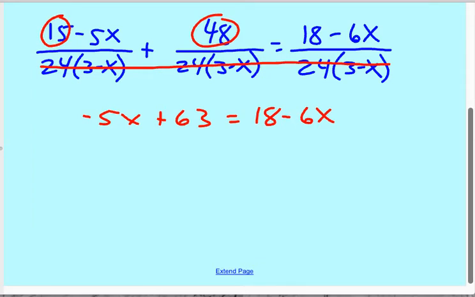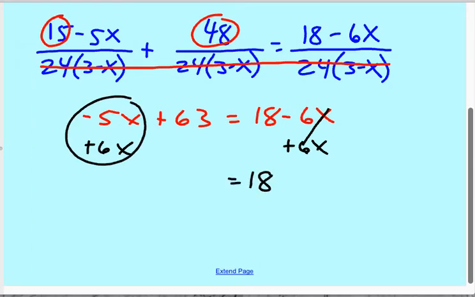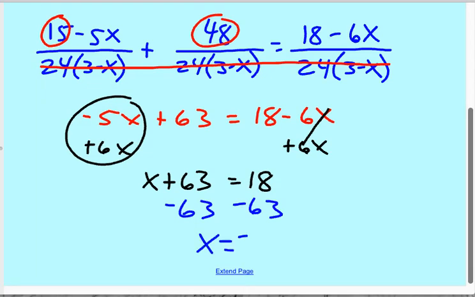Okay, we have 2 negatives for our x values. I'm just going to add 6x to both sides. These cancel out. Still have 18 over here. This adds up to just x, so it's x plus 63 equals 18. Simply subtract 63 from both sides, and you get x equals negative 45.